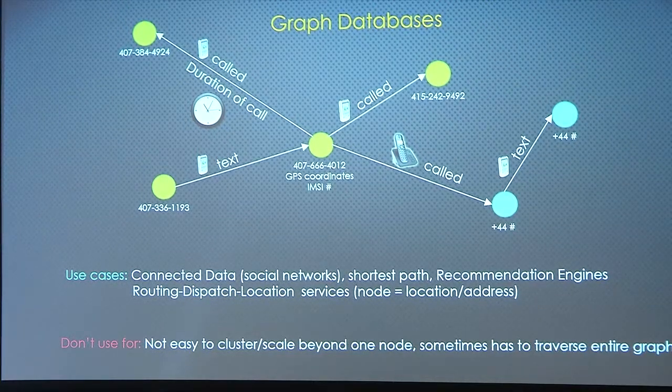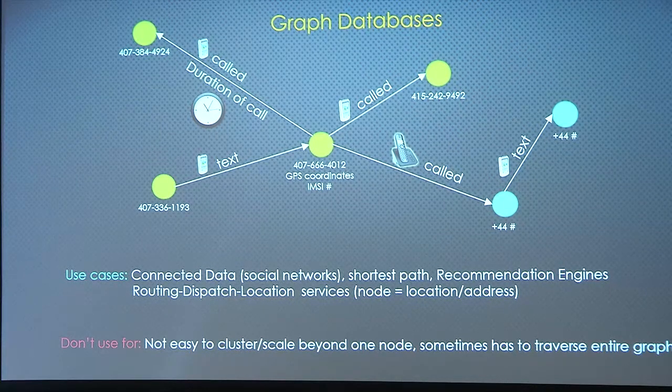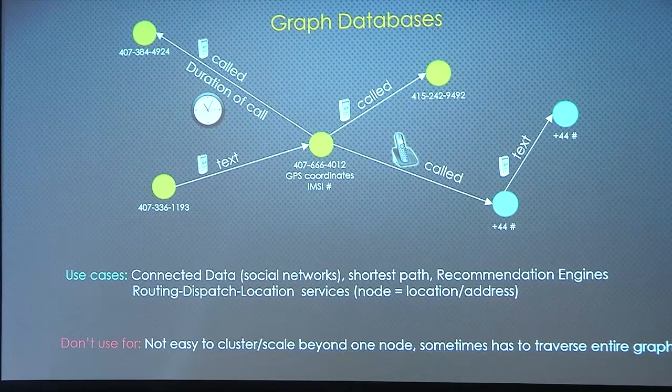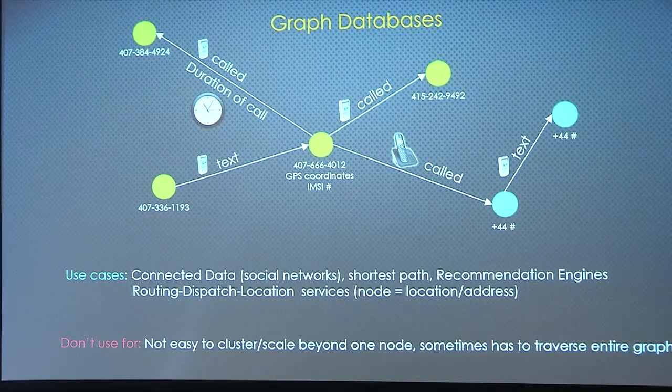FlockDB is another one, but FlockDB only lets you query one level deep, as opposed to Neo4j and other graph databases that can let you do a traversal, which is what querying the graph is called. You can do a traversal that says, give me all of the people who are twice removed from the central node.